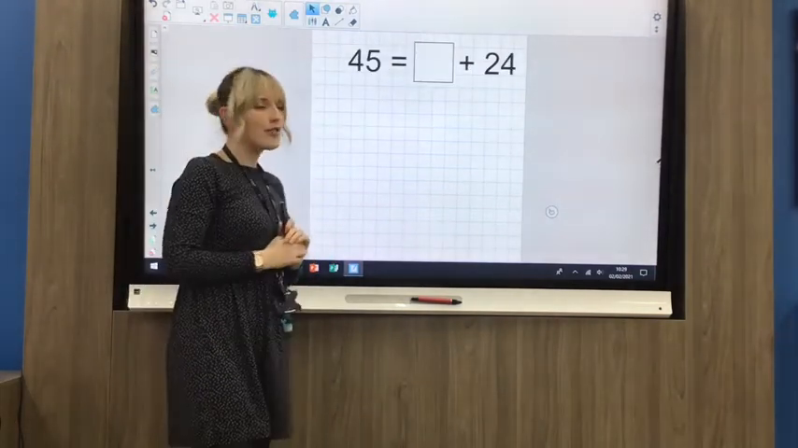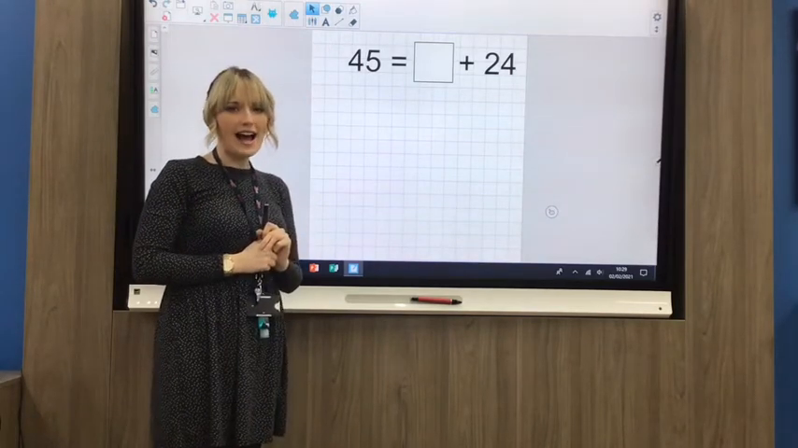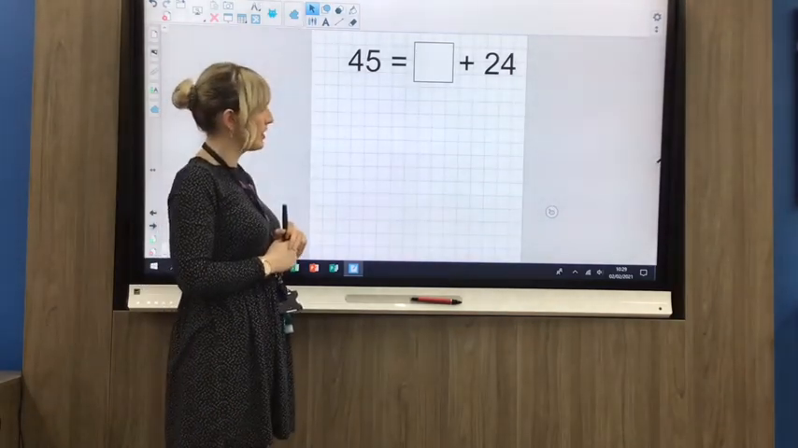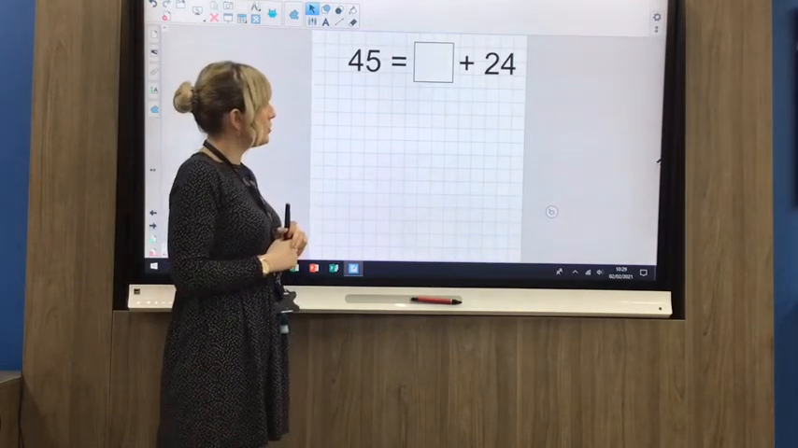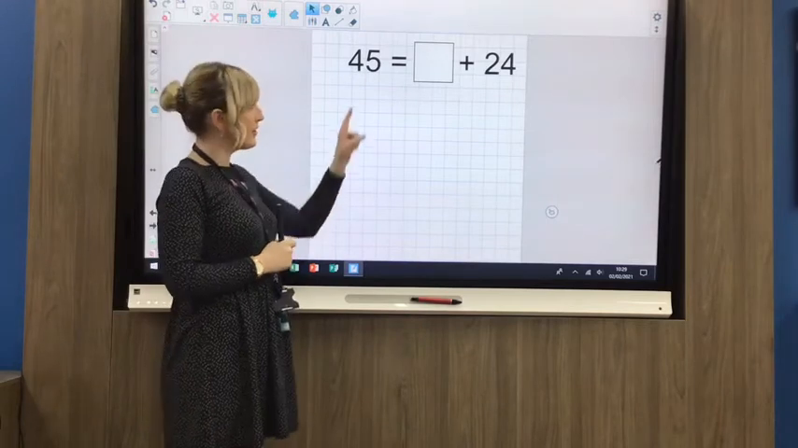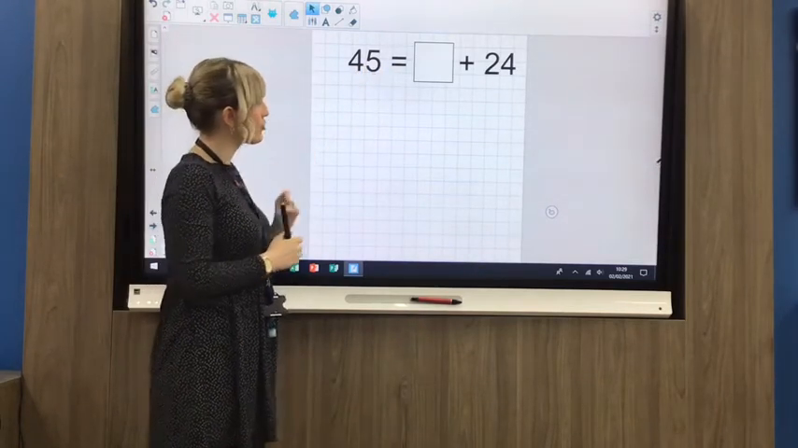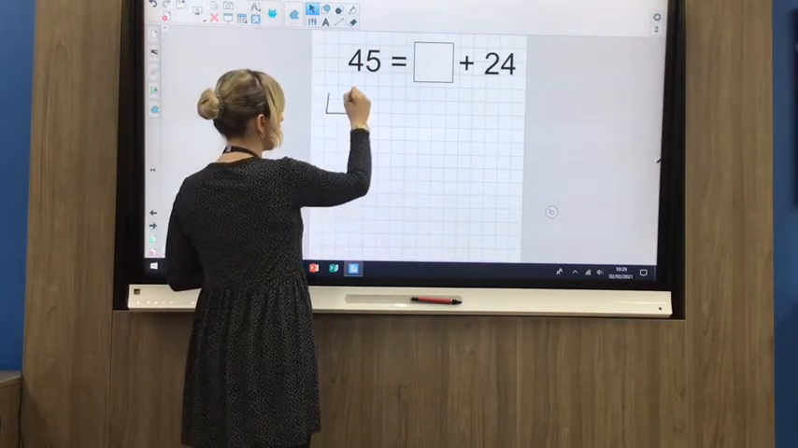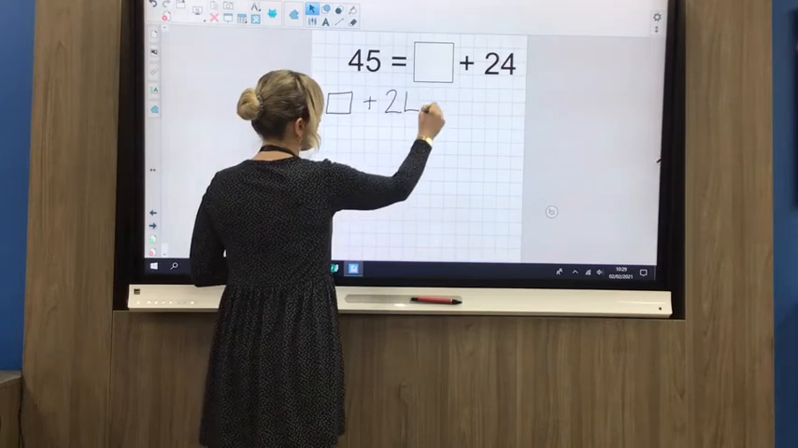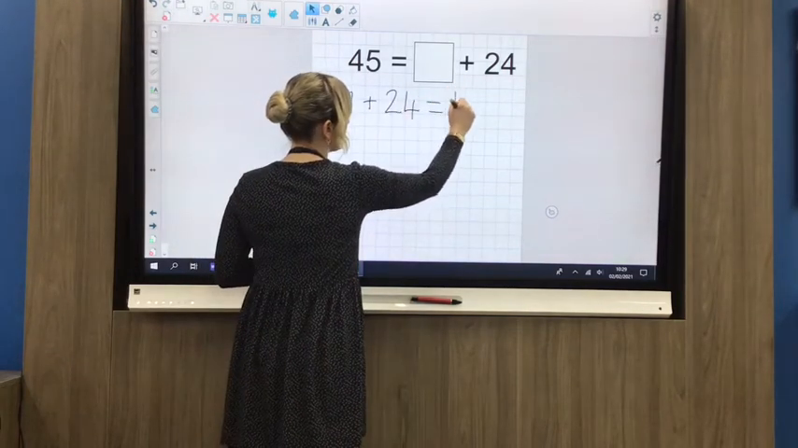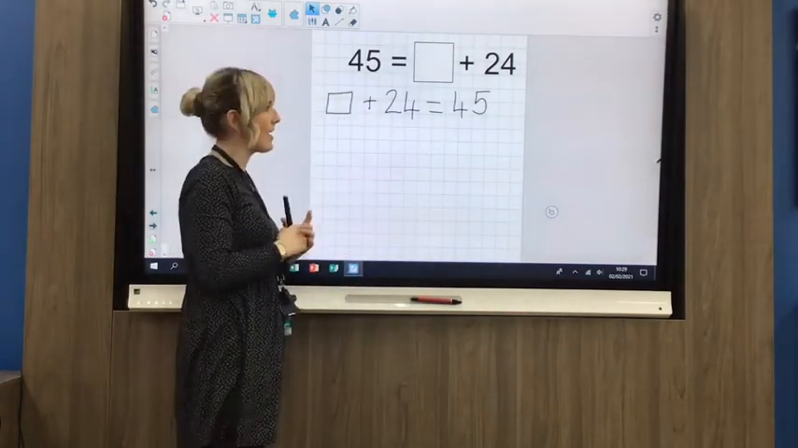This time then, I've got 45 equals something, add 24. Now, it's another one of these questions where we look at it and think, oh, that's a little bit tricky, because we've got the answer at the beginning. But don't let that trip you up, because that just means something, add 24 equals 45. So it's just presented in a different way.